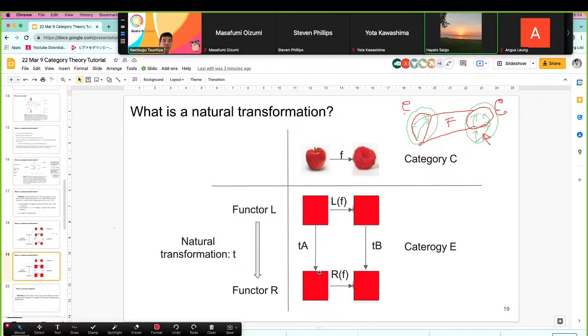Then sometimes you can consider the very degenerate functor, where every object and arrow gets mapped into one object, or arrows from this object to this object, like in this example. Okay, does it make sense? Hopefully.